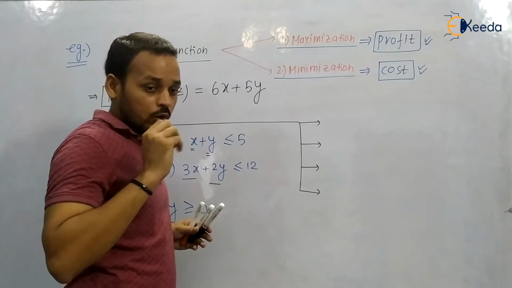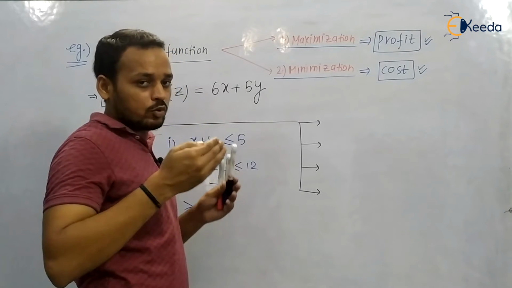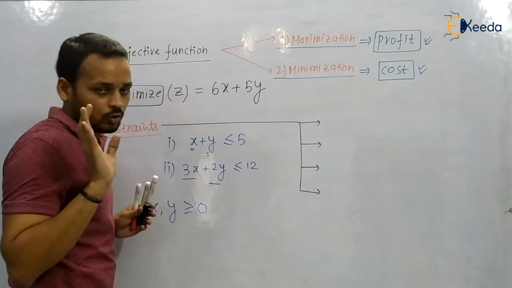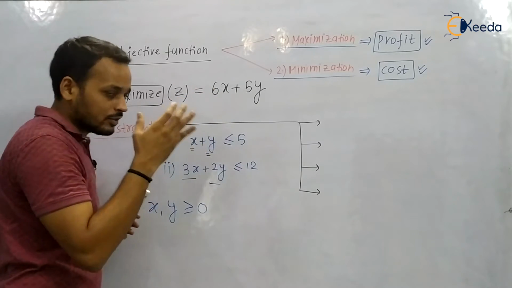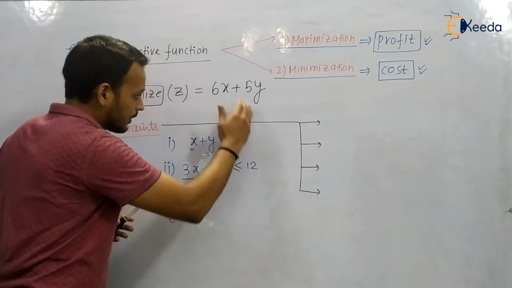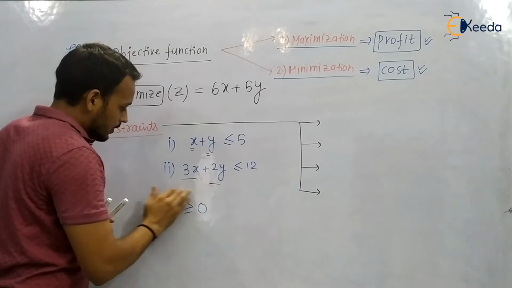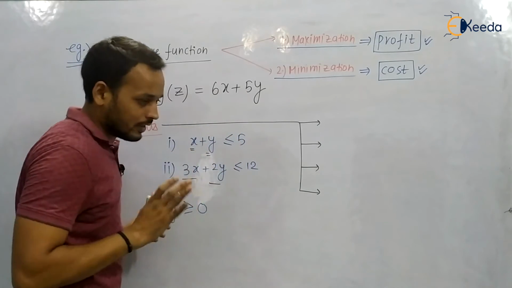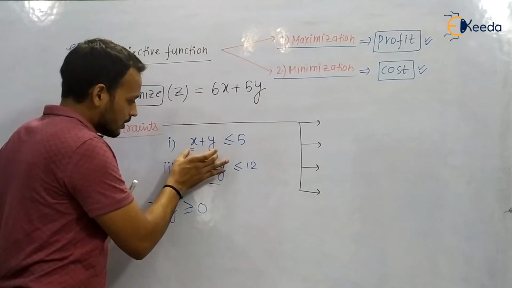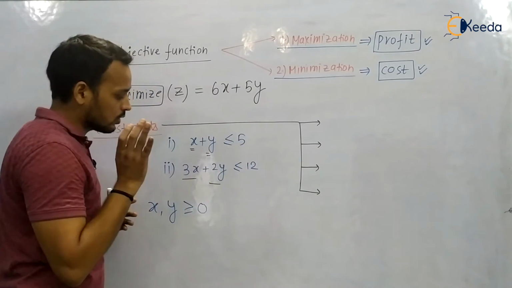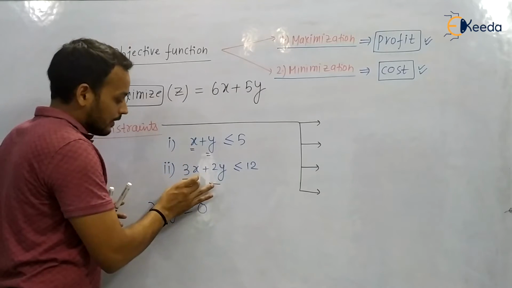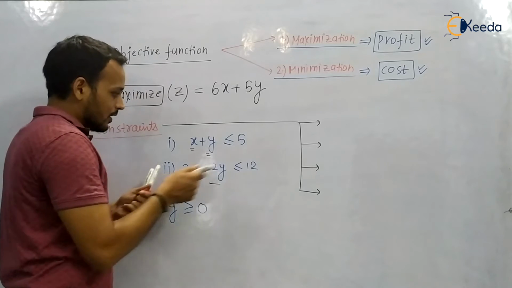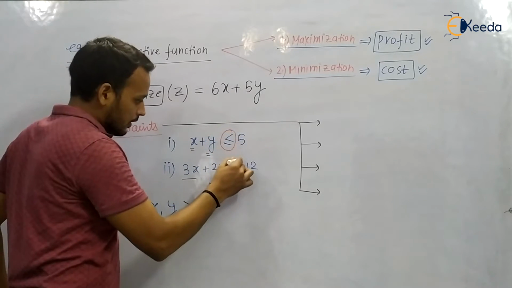Okay, you have to use it wisely in such a way that you maximize the objective function. In this question you have to maximize the objective function, but only under these two constraints: the summation of x and y should be less than or equal to 35, and 3x plus 2y should be less than or equal to 12. So here you can see that the constraints are of less than or equal to type.